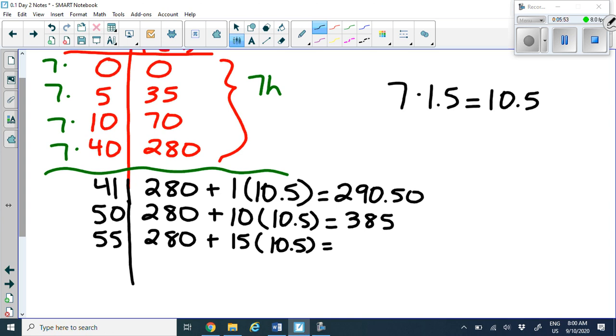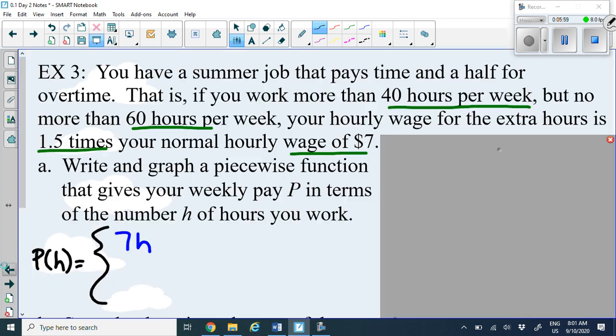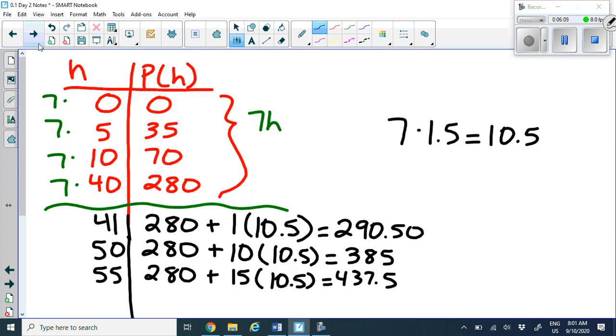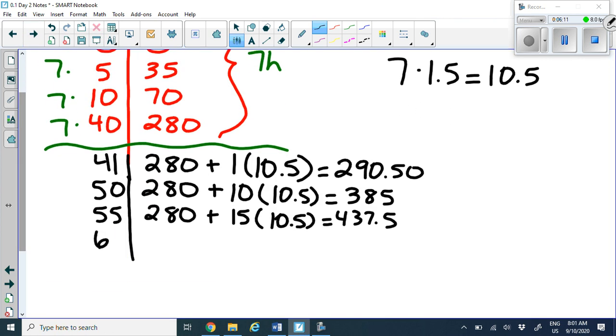And we get 437.5. Okay, now notice that in our word problem, it did tell us that we did not work more than 60 hours. Okay, that is the max that we can work. So for our final amount here, I'm going to put 60. So we know we got to put 280 because that's the amount that we got from working the 40 hours.